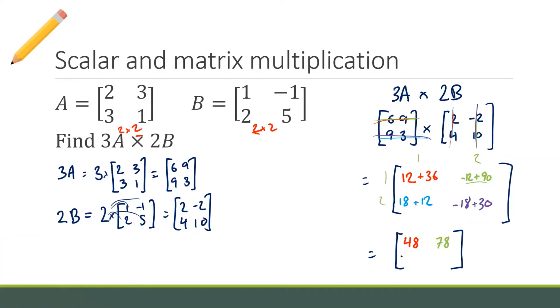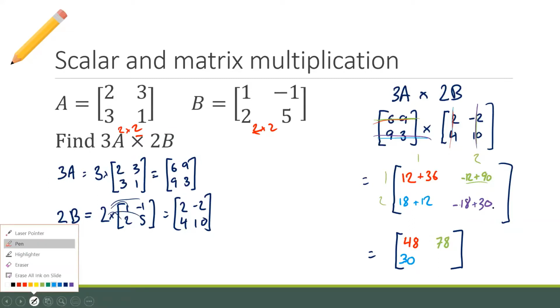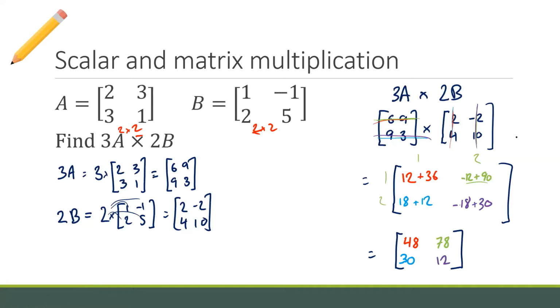18 plus 12, that's going to give us 30. The last one is -18 plus 30 is going to give us 12. Look at that. It's kind of cool because this is 18 plus 12 equals 30, whereas they have the same numbers. For some reason, we might be able to see why that's the case.